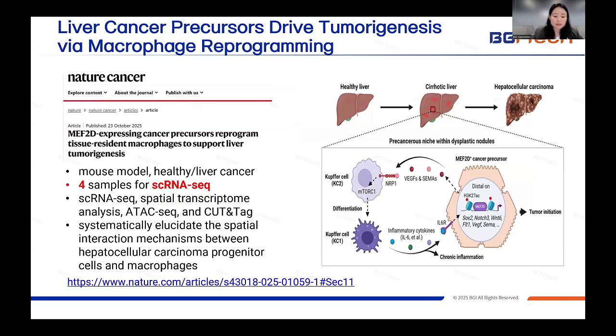The fourth one is an application in the cancer area. Researchers combine single-cell RNA sequencing with many other omics technologies like spatial transcriptome, ATAC-seq, and CAR-seq. This article systematically illustrates the spatial interaction mechanisms between the hepatocellular carcinoma progenitor cells and the macrophages.